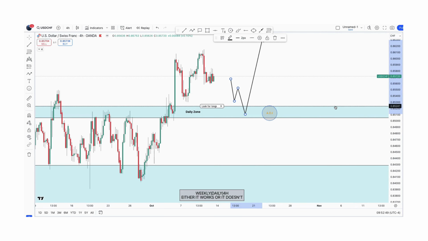So once price comes back into this area, I'll be looking for a potential engulfing candle, pin bar, morning star, something to give me some bullish momentum to go to the upside. And that's going to be all that we have for this week.